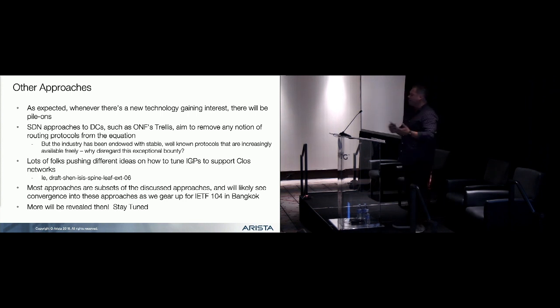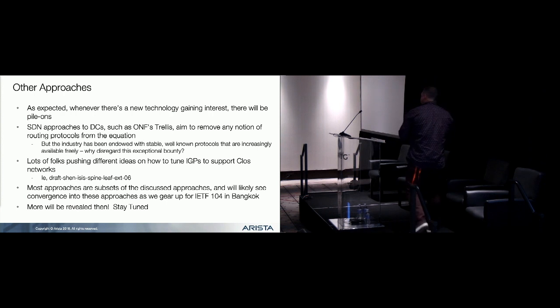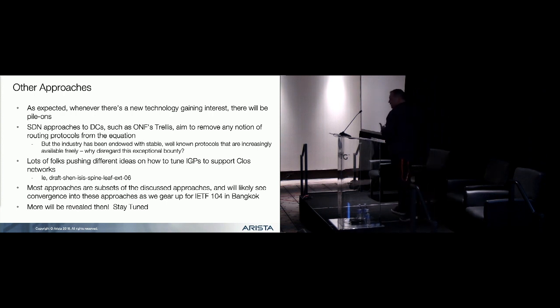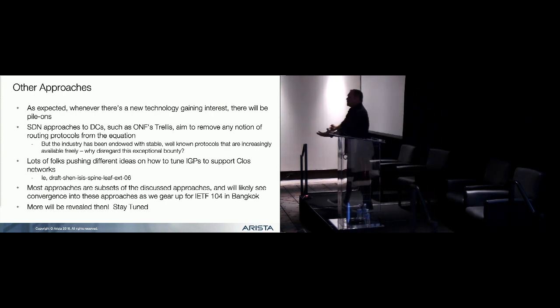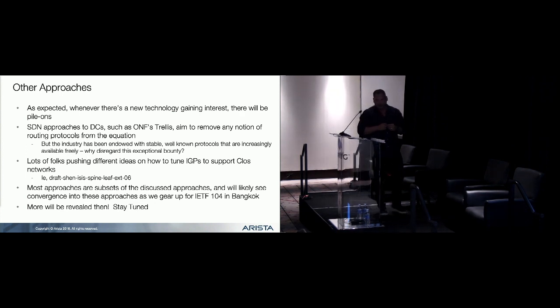There's a couple other approaches. I'll close with this. There's a lot of new interest here. So if there's money to be made, people are going to pile on, right? The ONF, the Open Networking Foundation, has this project called Trellis that uses ONOS, I think, to lay out the forwarding topology in a leaf spine without any routing protocols at all. So there's that, and plus any number of different approaches that are being proposed.